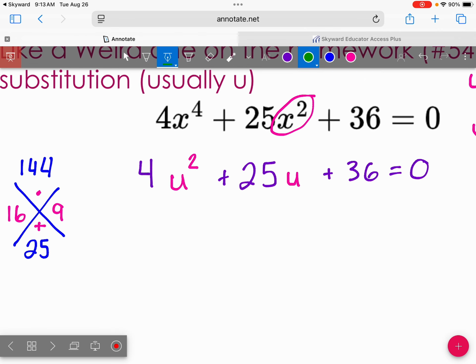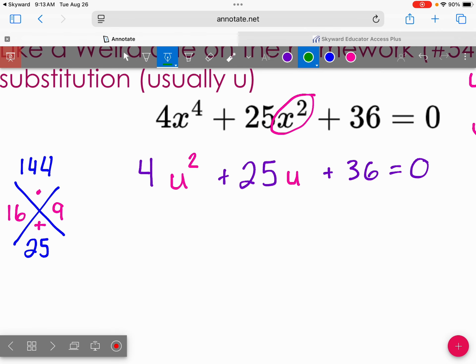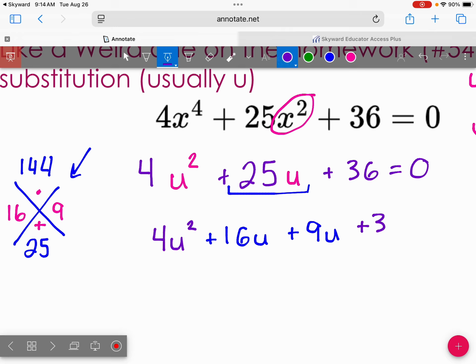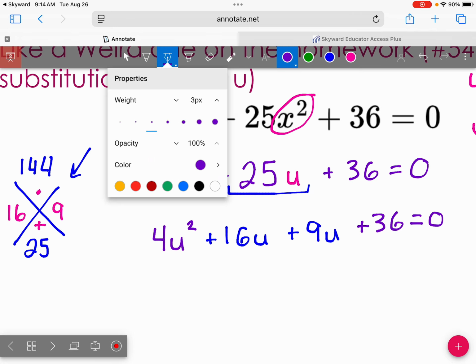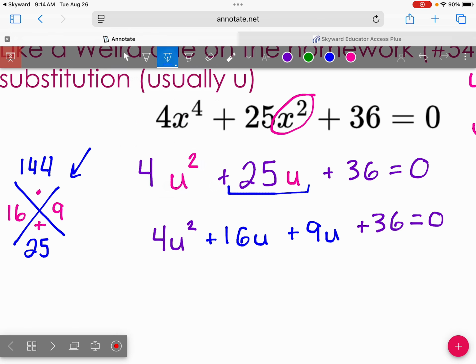So I'm going to do this with my factoring by grouping. If you want to do this with a box, totally works. However you factor, I don't care how you factor, just that you factor. So we're going to have our 4u squared. What this tells us is how this guy splits apart. So we're going to have our plus 16u and our plus 9u and our plus 36 equals 0. So at this point, it's just factoring using a u instead of an x. So I'm going to split this up into my pairs so I can do my grouping.